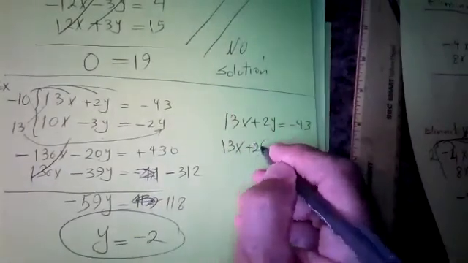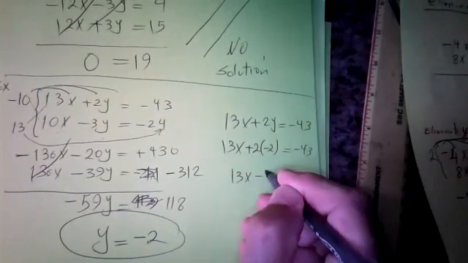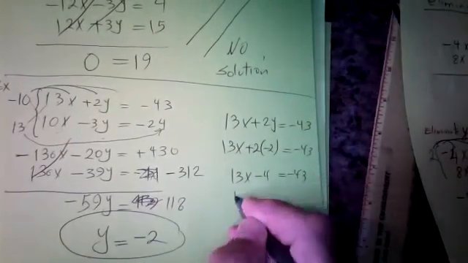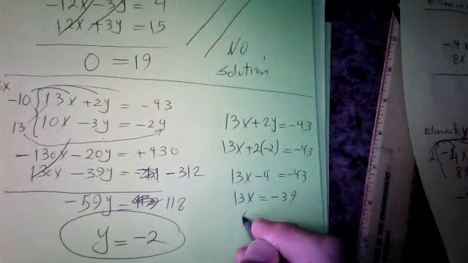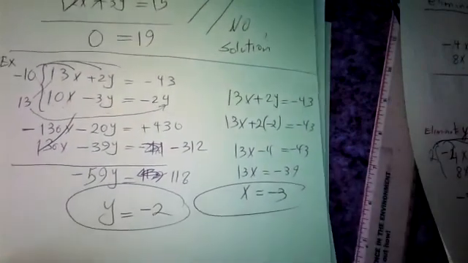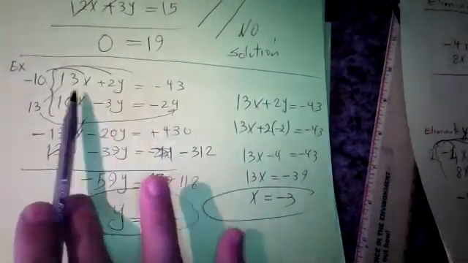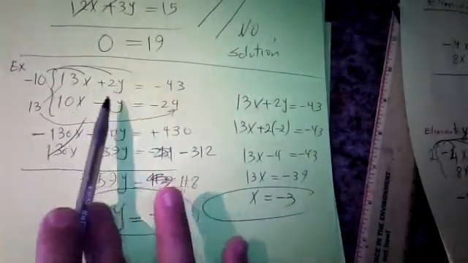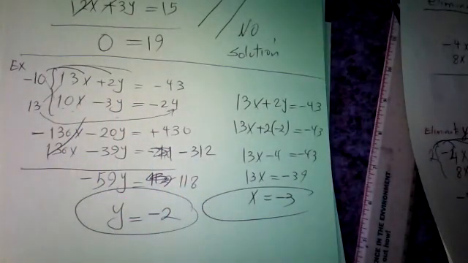13x plus 2 times negative 2 equal to minus 43. 13x minus 4 is minus 43. x is minus 3. Okay, so this is a type of problem where you cannot really multiply just one equation by a number. So it's the interchange. All right, so that would be the end of chapter 4.